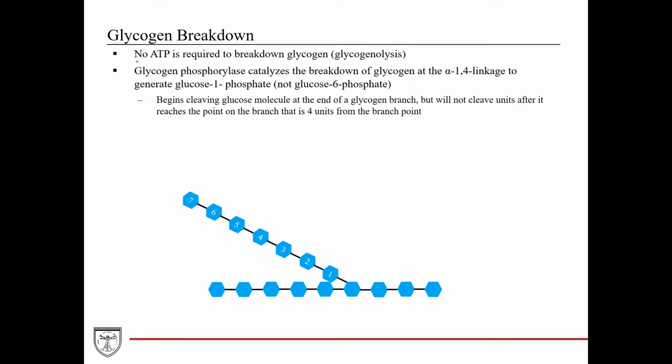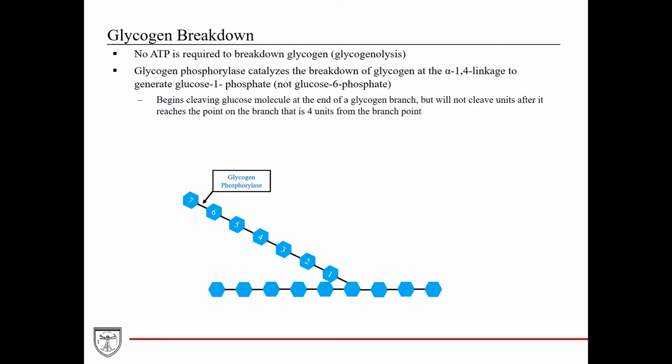And fortunately, you don't need to use any ATP to break down glycogen, which is a process called glycogenolysis. That's nice, because this is usually in a fasting state and you want to break down glycogen to glucose as rapidly as possible, so it's nice that you don't have to use up any ATP to do that. The main player here is glycogen phosphorylase, and this catalyzes the breakdown of glycogen at that alpha-1,4 linkage, the linkage that holds them together. So that's here and here, the 1,4 linkages. And this generates glucose 1-phosphate.